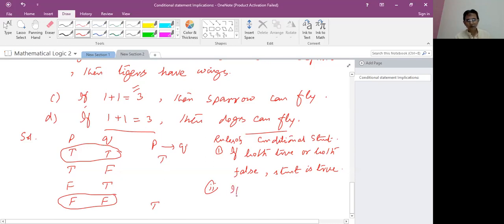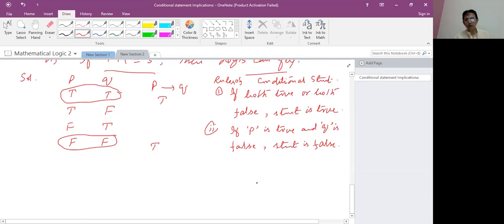The second rule: if P is true and Q is false, it means the statement is false according to the conditional rule. So we write here false.